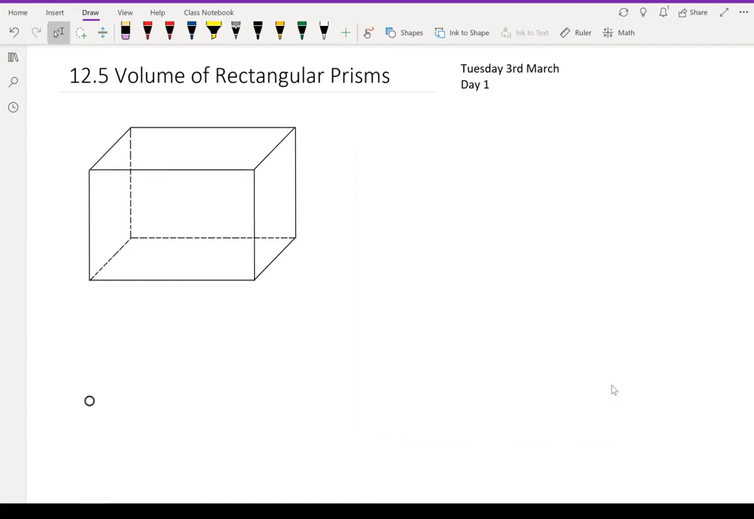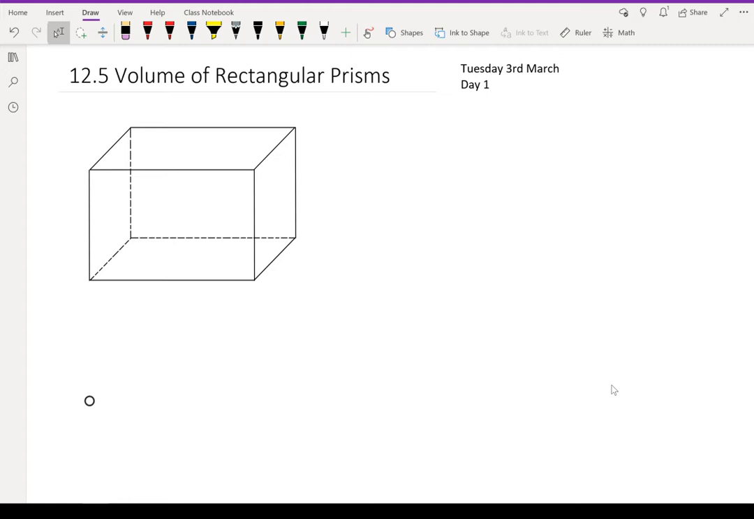Hello, grade 8. So, today we're continuing. We're moving on to volume. Last two lessons, we looked at surface area, total surface areas. And today we're looking at volume of rectangular prisms and also non-rectangular prisms, like other polygon-based prisms as well. But mainly we'll be looking at the volume of rectangular prisms.